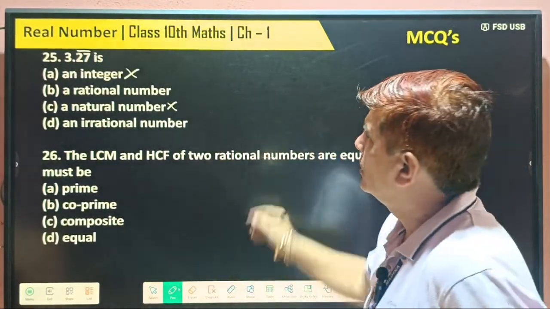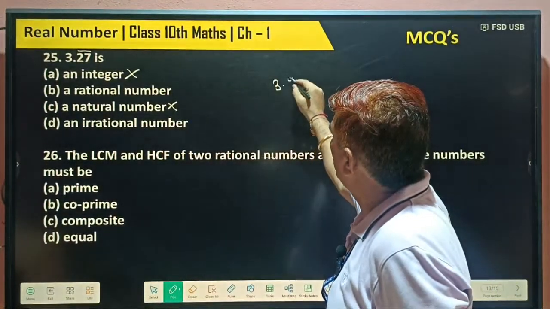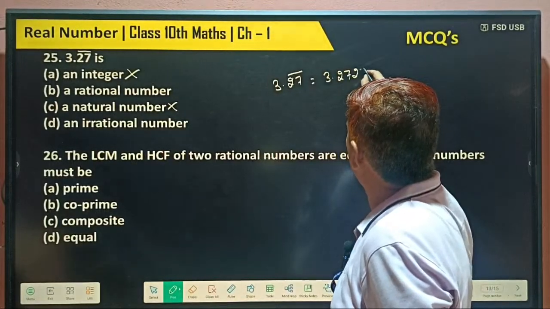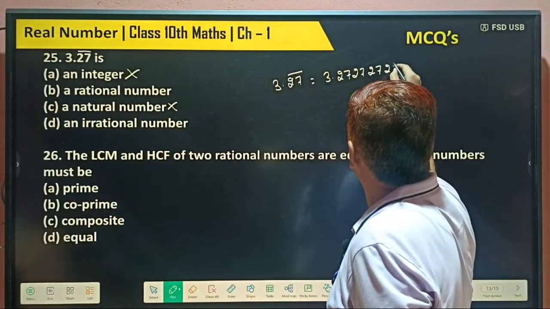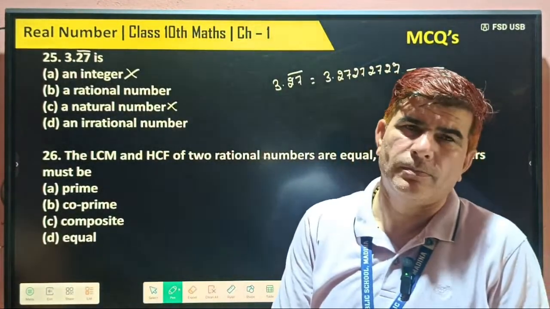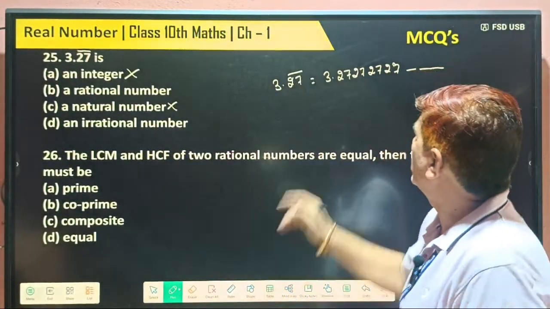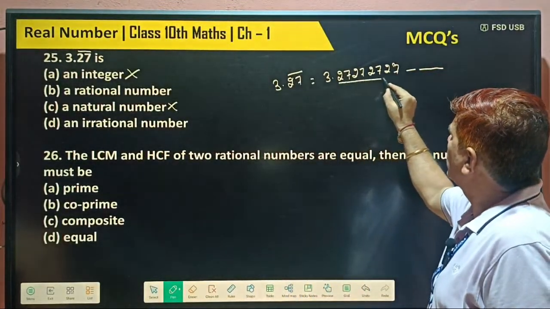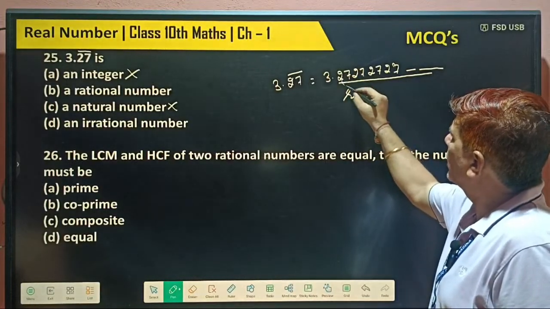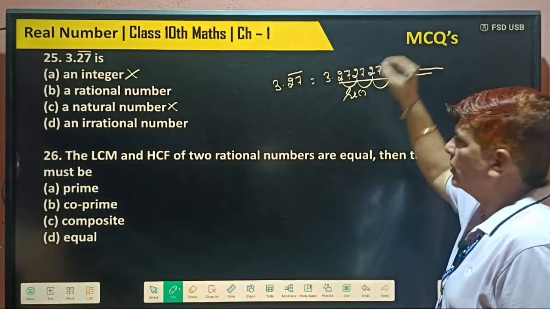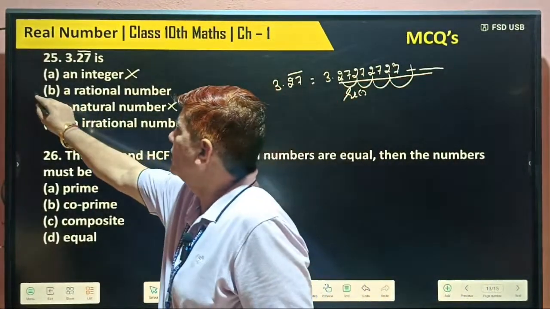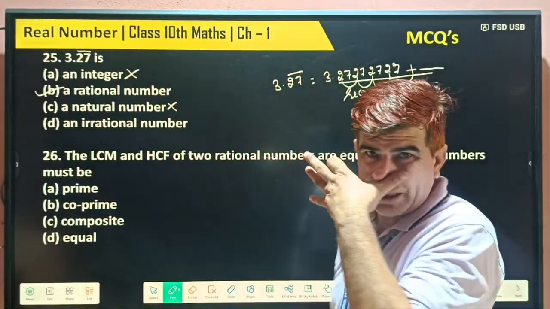This is the difference. So this number we can write 3.27 bar is equal to 3.27272727 up to infinity. So definitely this is non-terminating, non-terminating and recurring. The 27 is recurring again and again after a finite number. So this is definitely a rational number.